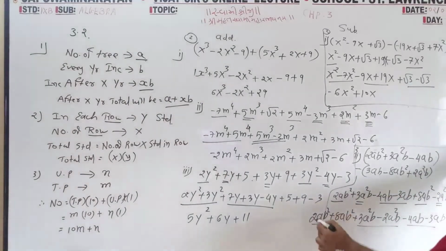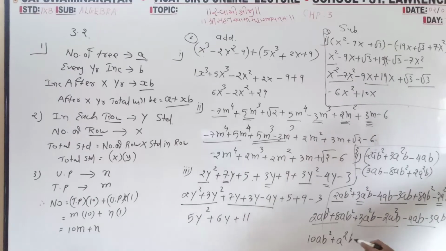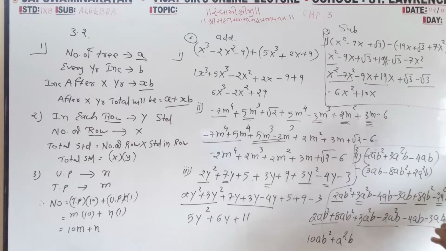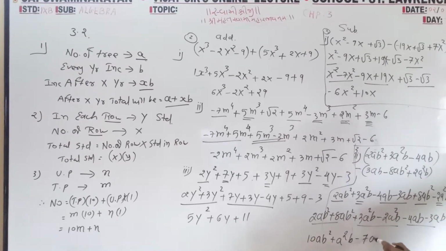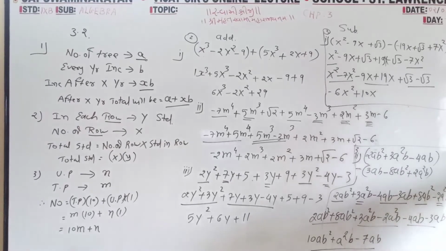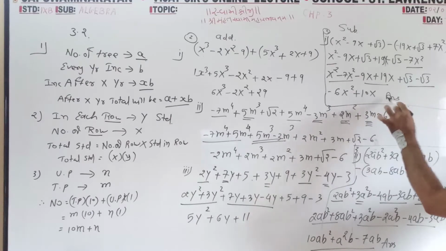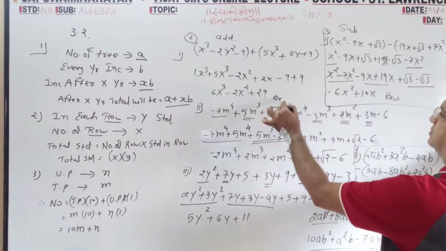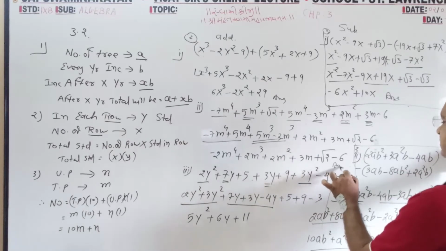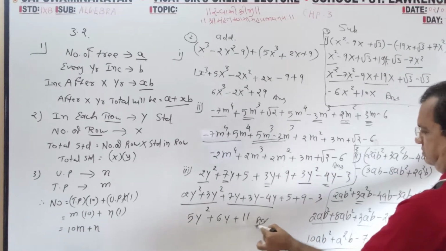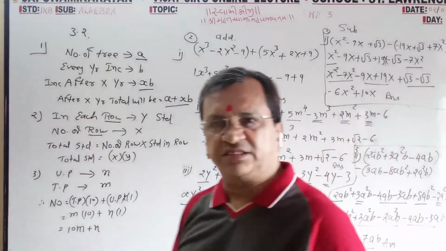Say 8 plus 2, 10ab square. 3 minus 2, only 1, a square b. Minus 3ab, minus 3, minus 7ab. This is the answer of second. This is answer of first. This is first. This is second. Now you can take the screenshot.